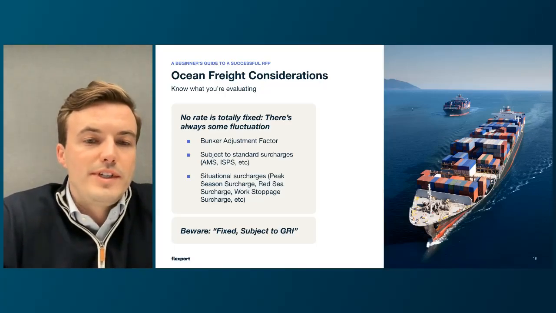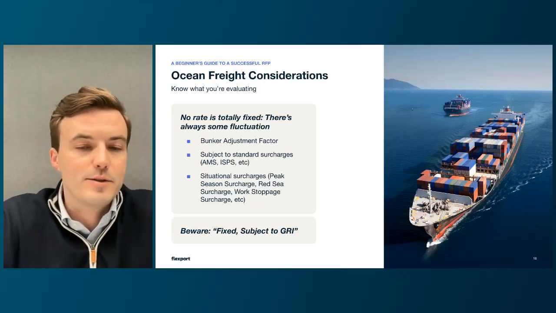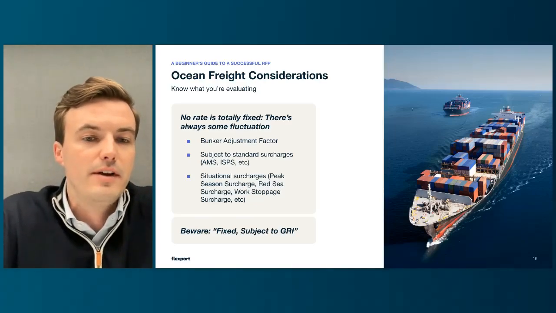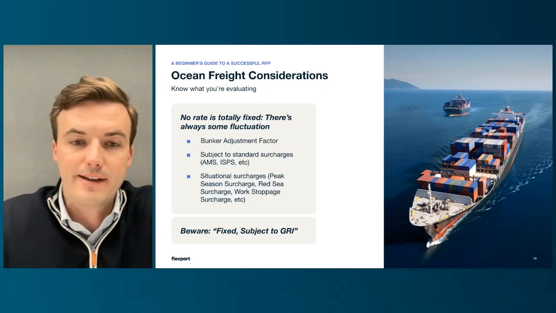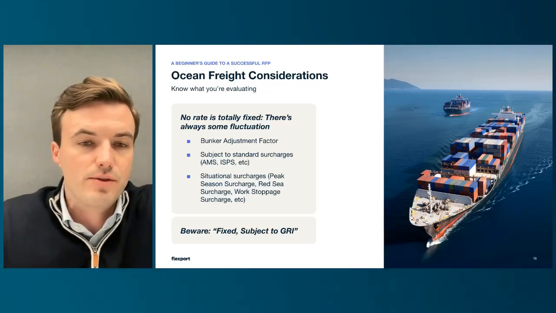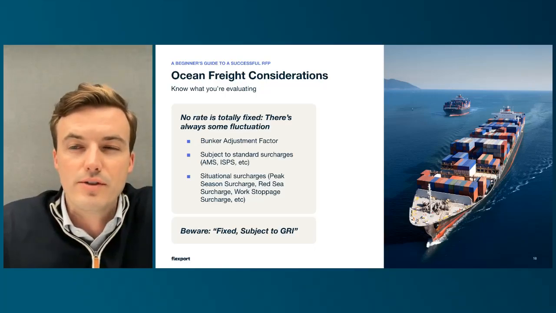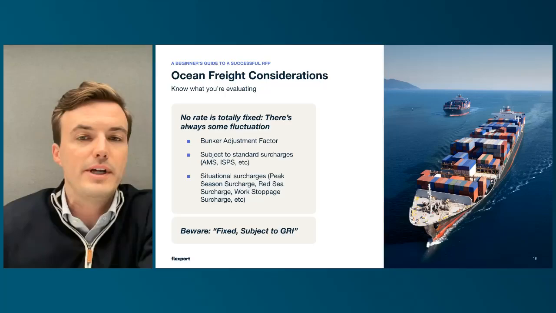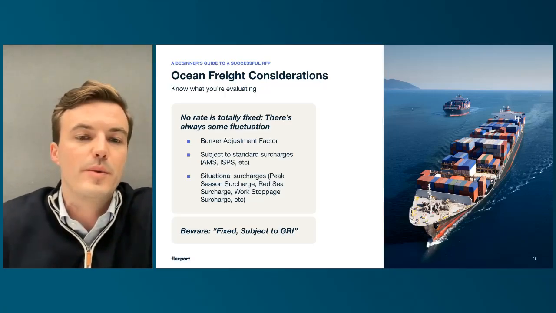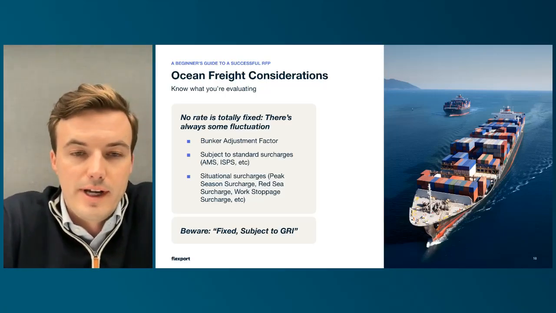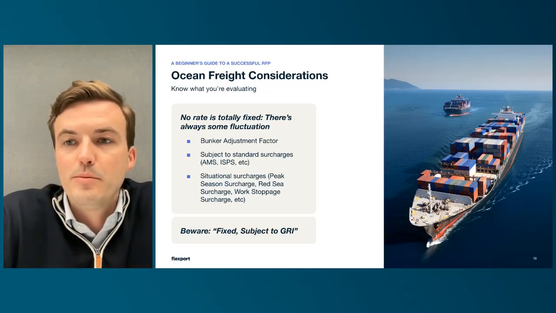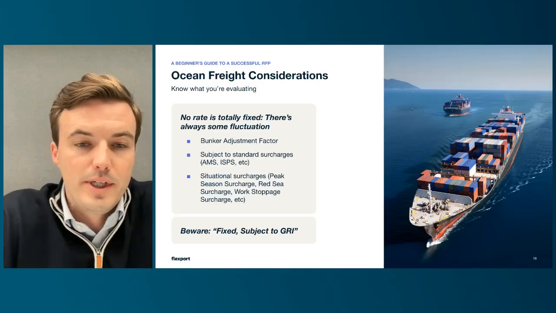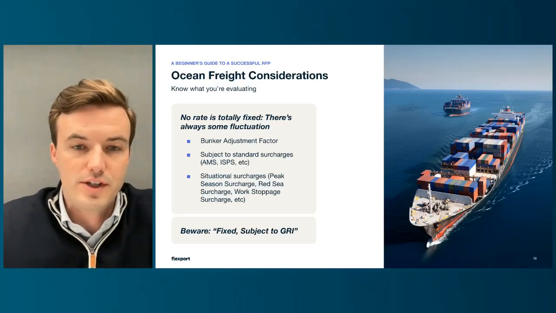The one type of offering that I think it's important to kind of be on the lookout for is something called fixed subject to GRI. A GRI is a general rate increase, and it's generally something that we see on the spot market. It's more of a term for the spot market. And GRIs can happen, and in most markets happen every 2 weeks. So another way to read this would be fixed, subject to change every 2 weeks.